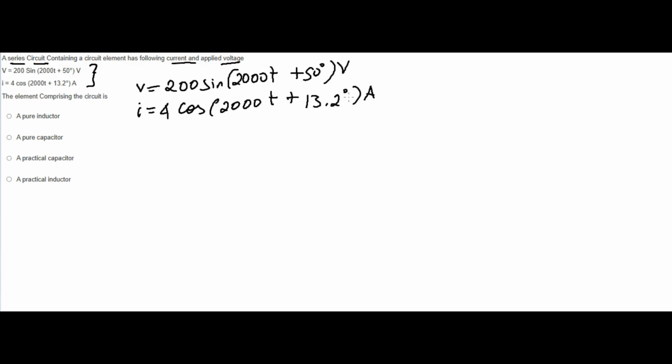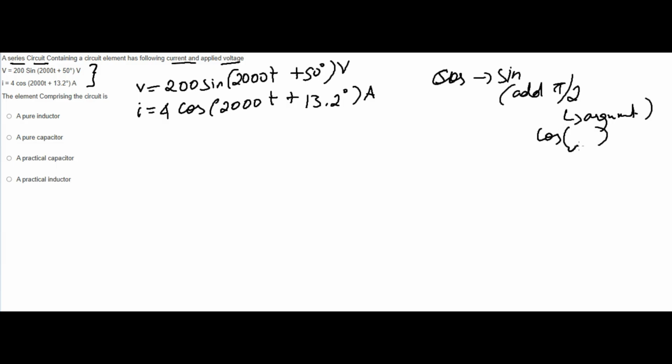In the last question, I hope it was similar. From that question, what I said: if I want to change cos to sine, you have to add pi by 2 in the argument. Argument means what you are writing inside the bracket of the cos. So in the same format, I'm going to take the voltage.